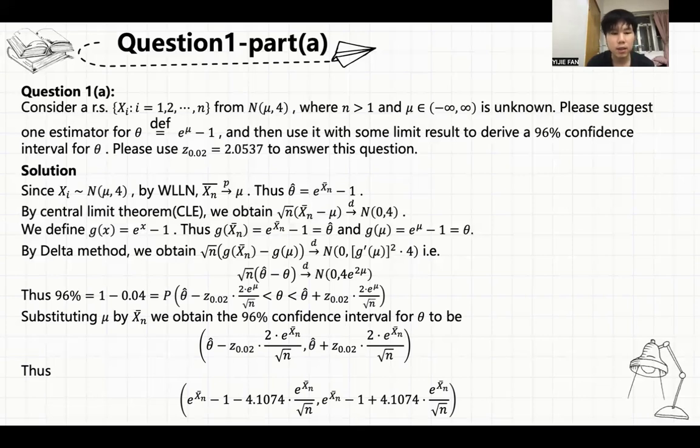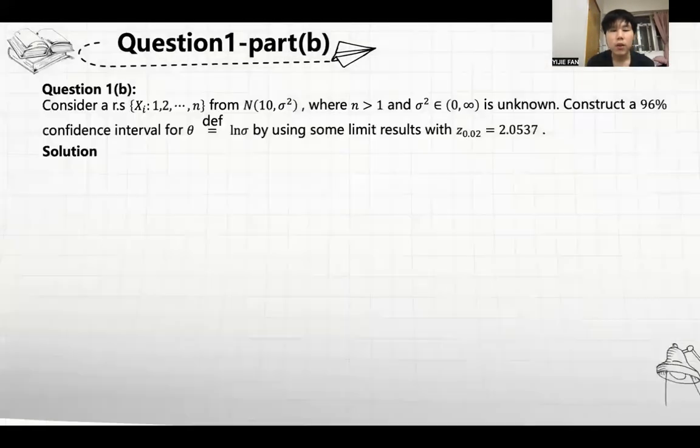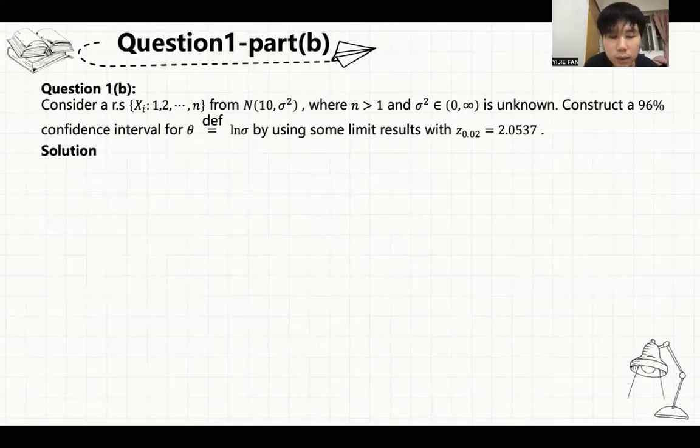We substitute z_0.02 by 2.0537, and we get the 96% confidence interval for theta. Okay, and now we move to part B.